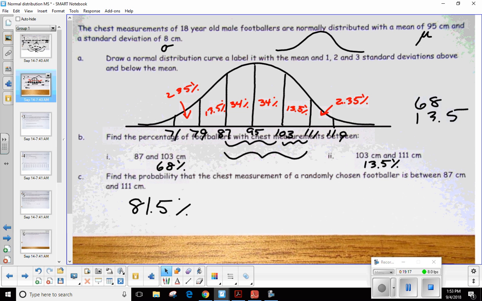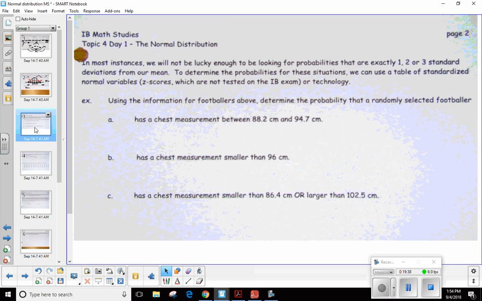Now here's the trick. If everything is within a standard deviation, like we're asking here, we have no issues. If it's not using the standard deviation at the bottom, that's when we're going to have to do something different. Okay, so let's take a look at our next problem.